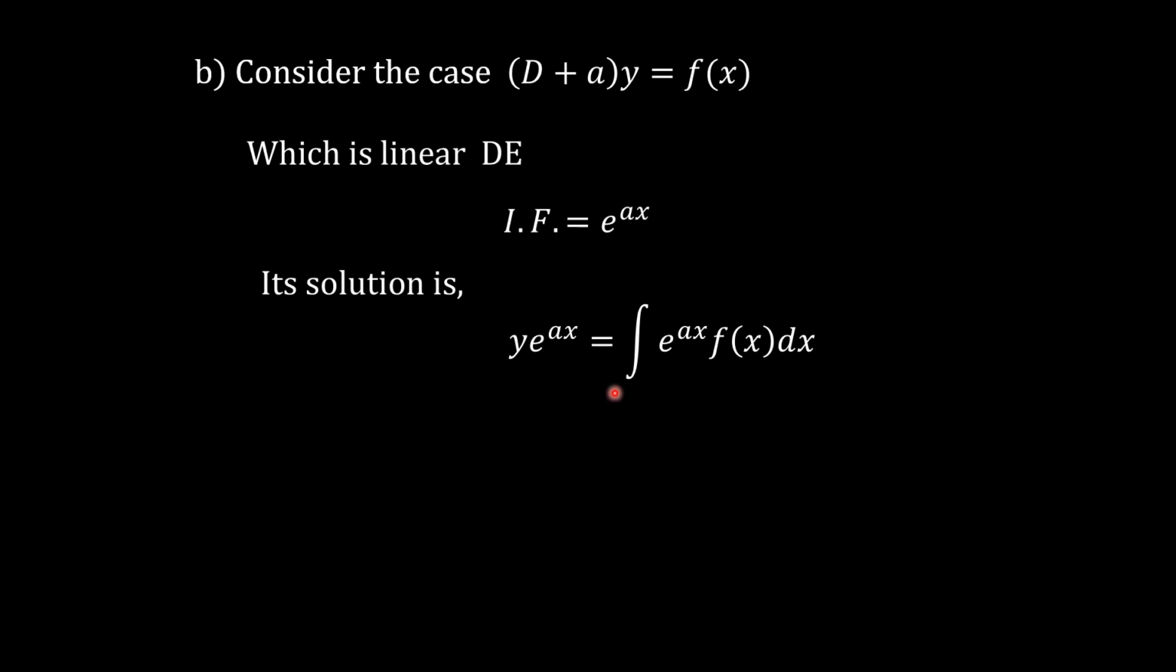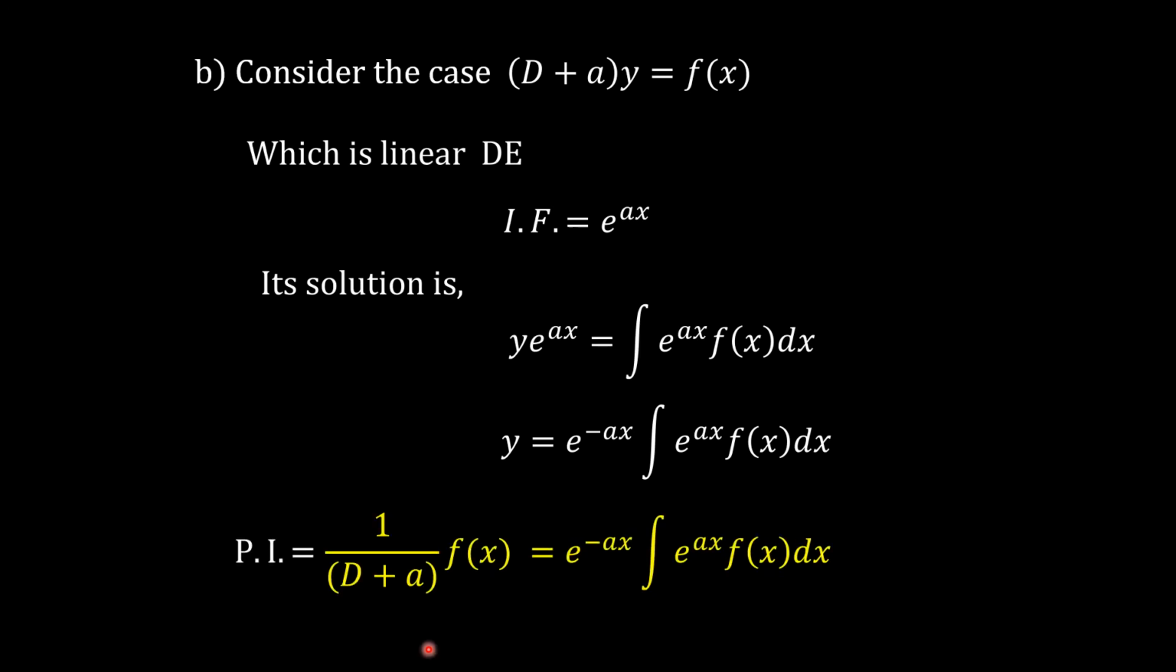Now multiply on both sides by e raised to minus ax. So that gives us y is equal to e raised to minus ax integration e raised to ax into f of x dx, which is the particular integral for the given differential equation, and therefore the particular integral is equal to 1 upon D plus a of f of x is equal to e raised to minus ax integration of e raised to ax into f of x dx.